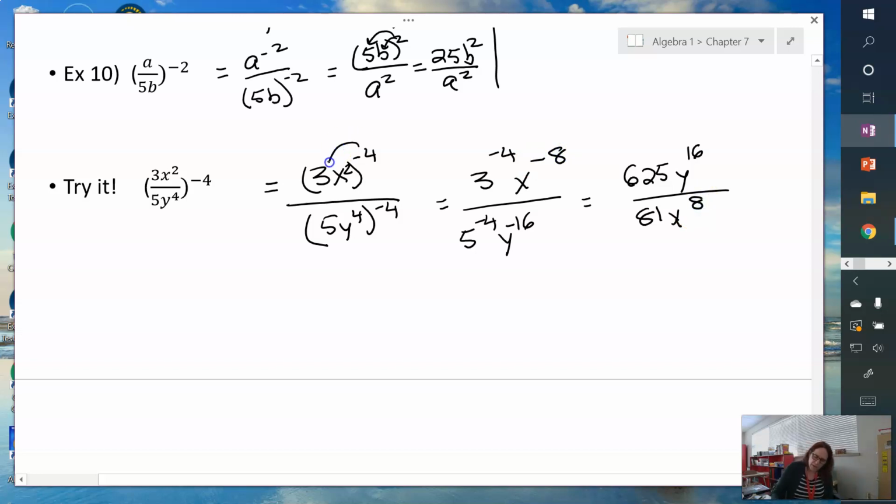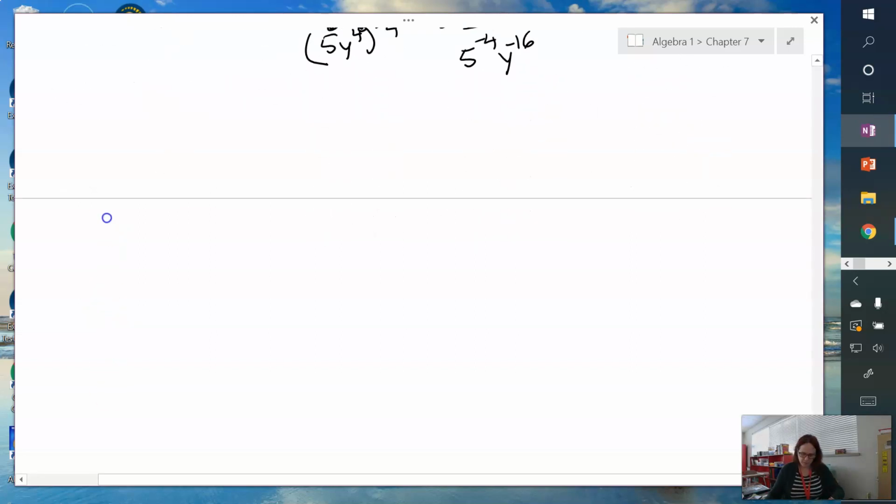And then apply that negative 4 to both places. So you get 3 to the negative 4, a to the negative 8. And then apply this negative 4 to the 5 and the y to the 4th. So I get 5 to the negative 4th, y to the negative 16. And then all I got to do is some rearranging. 3 to the negative 4 moves downstairs, so I get 81. X to the negative 8, move that downstairs. 5 to the negative 4, move that upstairs. That's where your 625 comes from. Y to the 16, move it upstairs.